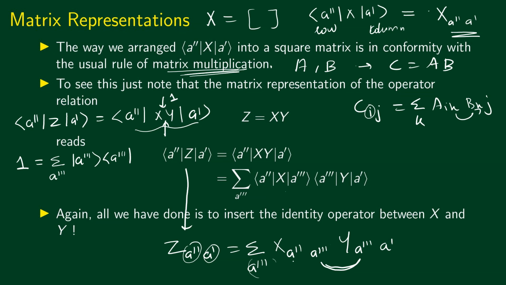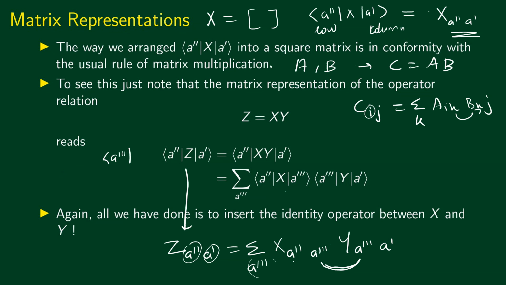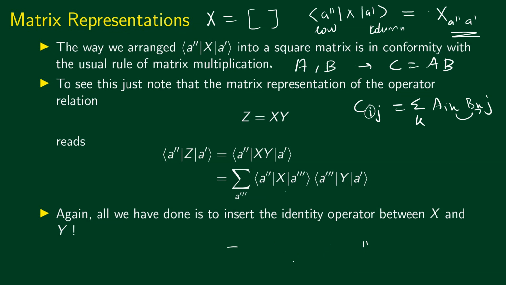So it works. We have seen that the way we arranged these elements into a square matrix is actually in conformity with the usual rule of matrix multiplication. So if you want to represent a product of two operators, we can represent it as a product of two matrices. So our representation works in that way.